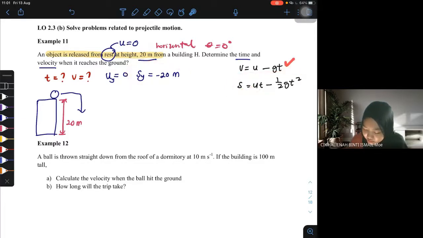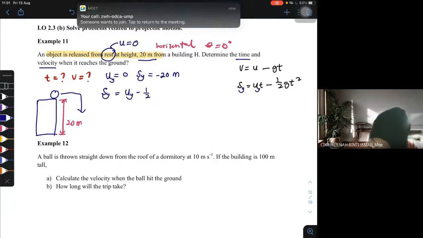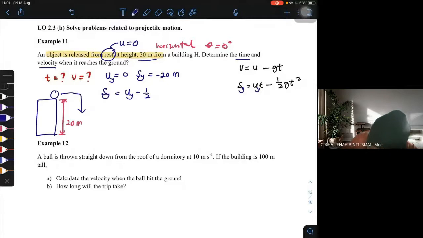Untuk this one, kita tidak boleh guna sebab kenapa? We don't have the value for velocity. Okay, velocity which is final velocity we are not given. Actually, kita kena cari V tu. Okay, so now we are going to use this equation here. And then in terms of y component. So kamu kena letak y dekat sini. So Sy is equal to Uy minus half gt square, and then what we want is to find the time.